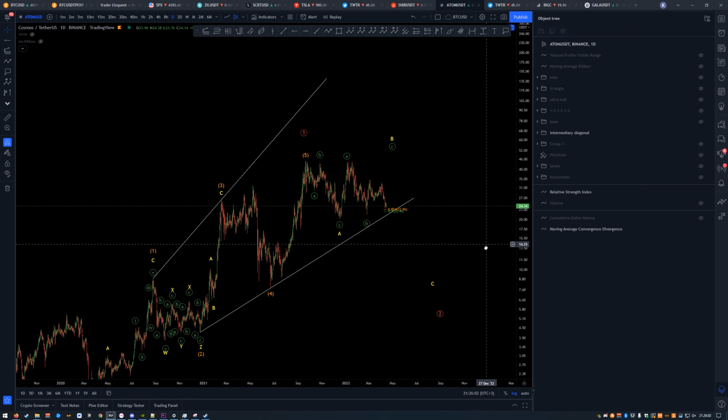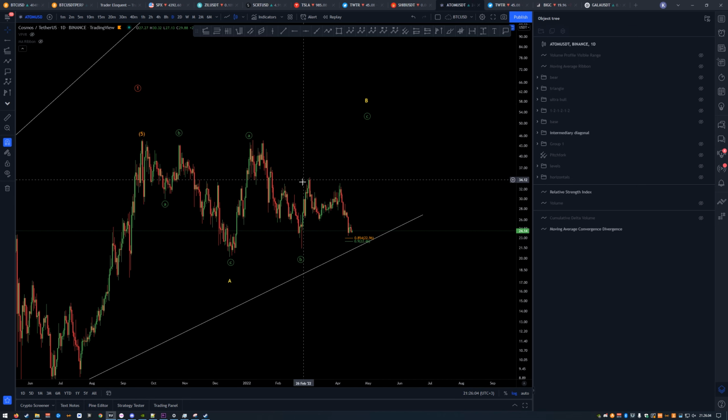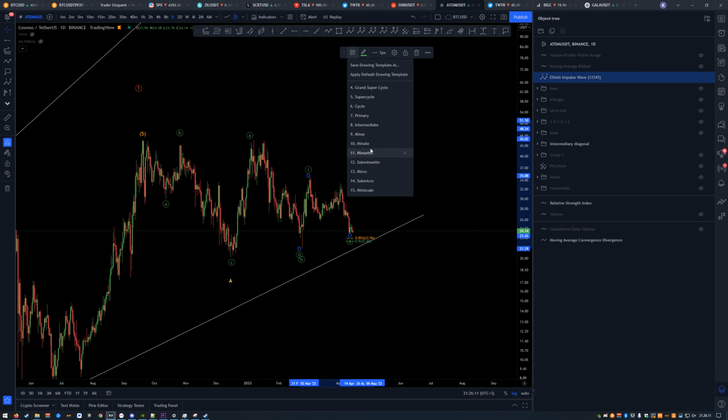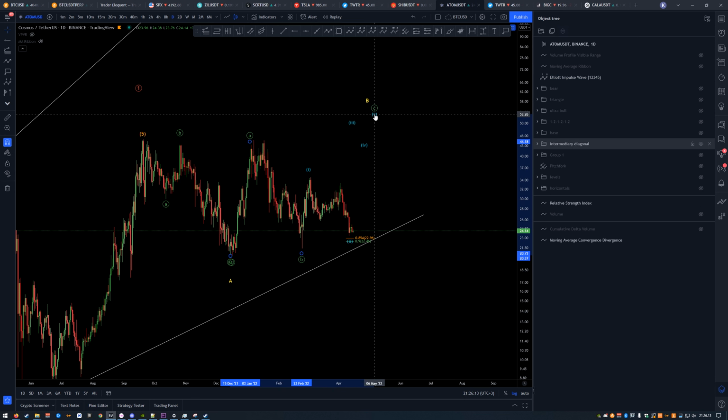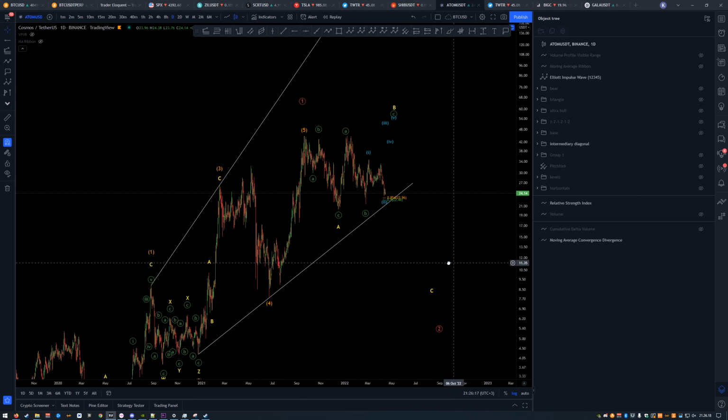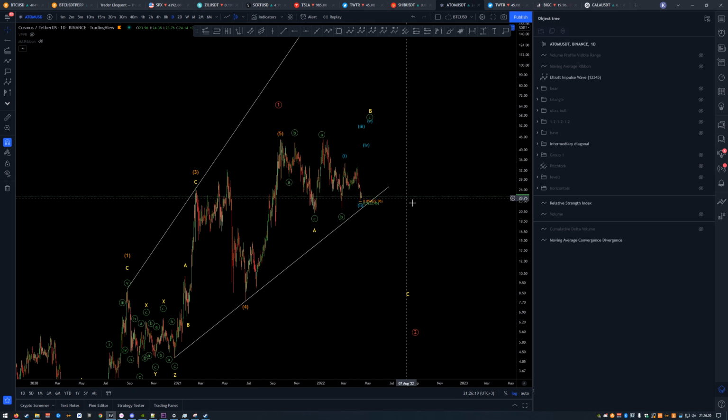The C wave, however, doesn't really look too good at the moment. We can still see that this could be some kind of wave structure like so, giving us that B area again, to all-time highs, or around that, at least close.